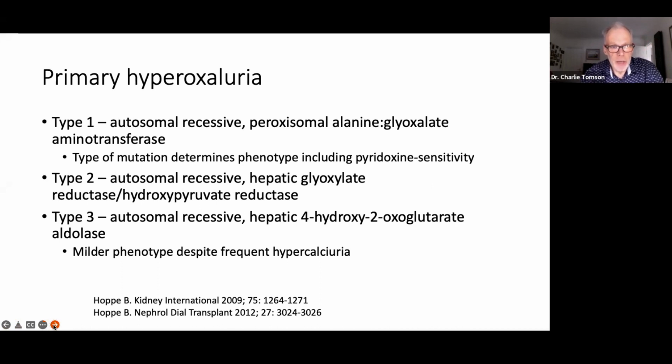There are 3 different types. Type 1 is the most severe, type 2 is less severe, and type 3 is less severe again in terms of their phenotype. Type 3 is probably the commonest, type 1 the next commonest, and type 2 really quite rare. Reviews are in the slide, in the references that I've given you there.